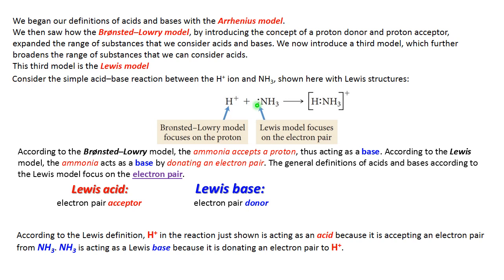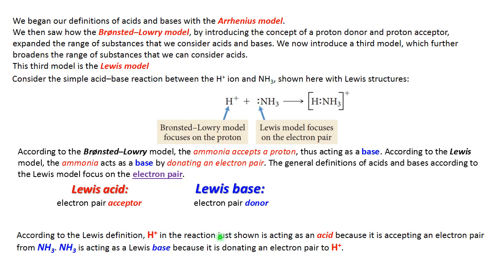Now, what is the acid in this case? Something that can react with a lone pair. So the base is giving the lone pair and the acid is taking it. The result: a Lewis acid is an electron pair acceptor. Any species that will react with a lone pair, making a chemical bond, will be a Lewis acid.